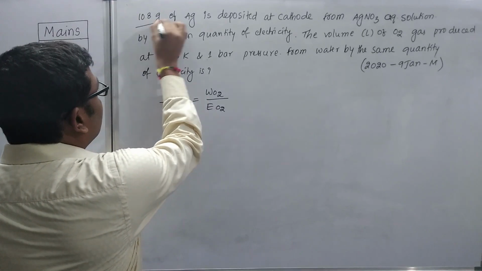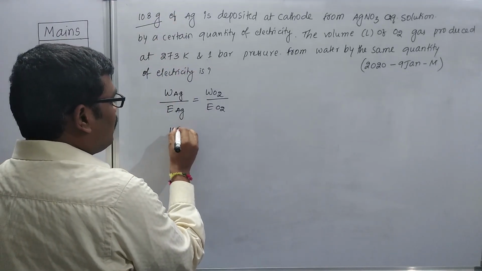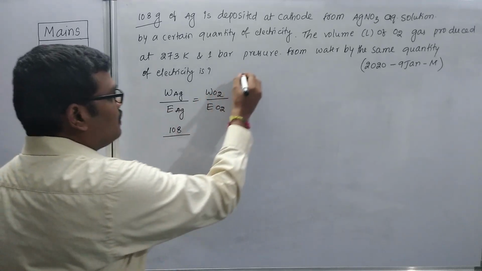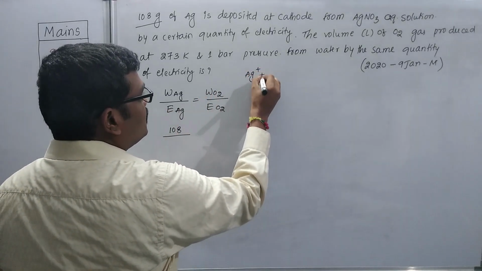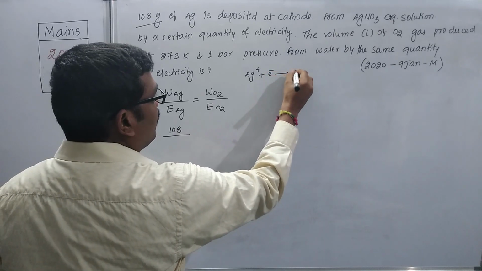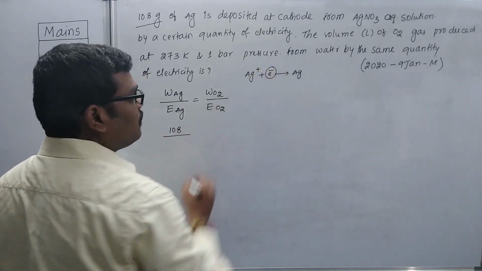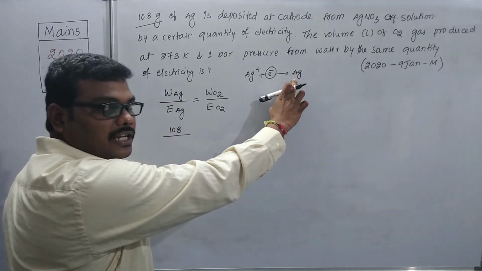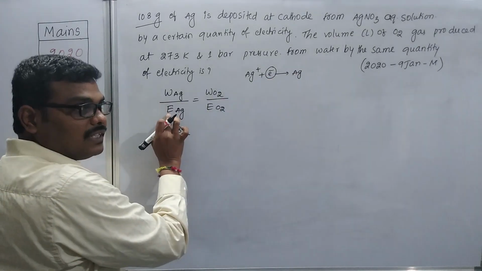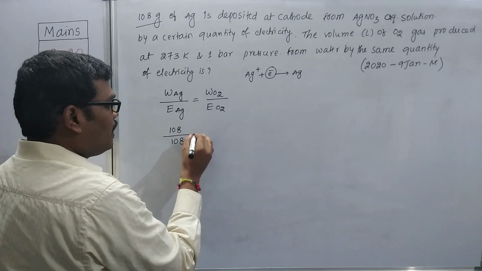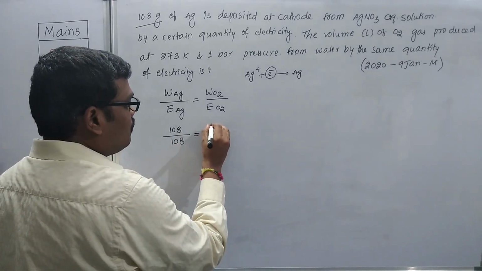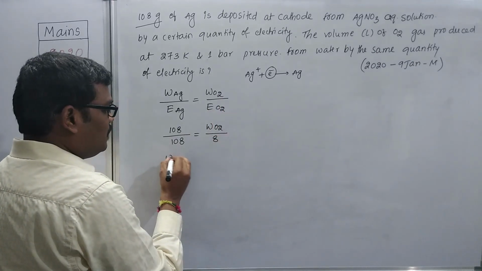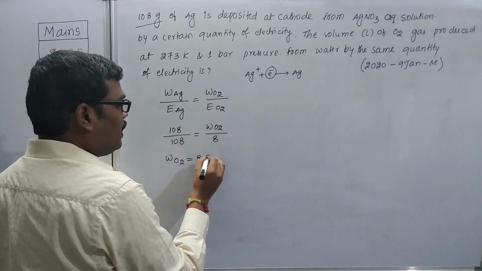Here the weight of silver deposited is 108 and the equivalent weight of silver is 108, because silver's oxidation number is plus 1. It takes only one electron to reduce into Ag, so the number of electrons involved is only 1. Its atomic mass is 108. 108 by 1 is its equivalent weight, that is 108. This is equal to weight of oxygen by equivalent weight of oxygen, which is 8. So from this, the weight of oxygen is equal to 8 grams.